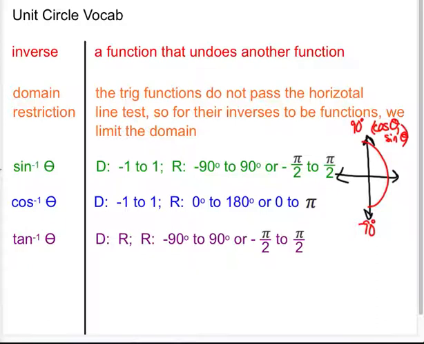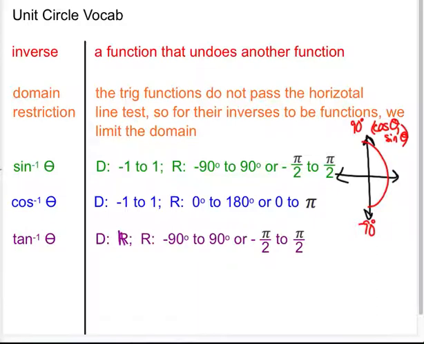The tangent is positive in the first quadrant and negative in the fourth quadrant. While I'm talking about tangent, let's jump to that one. The domain for the tangent is all real numbers. That's what this first R is for, all real numbers. Because the output of the tangent is all real numbers.